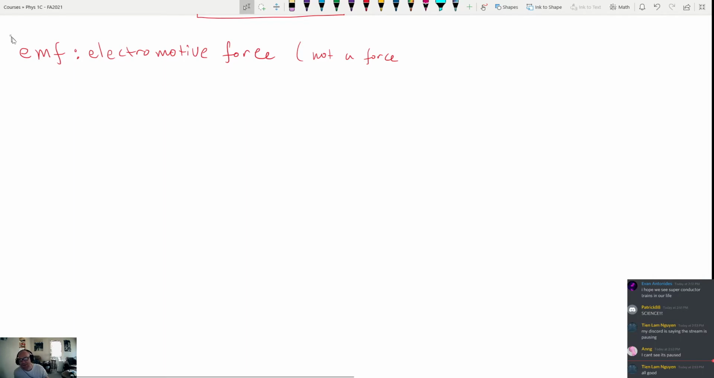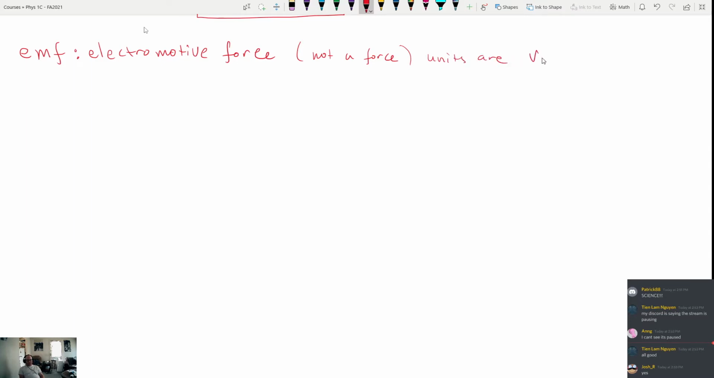Okay. So EMF stands for electromotive force. It's not a force. It's actually more like voltage, basically. But it's called a force for historical reasons, okay? The units are volts. So it's most closely related to voltage, although it's not exactly the same thing as voltage.